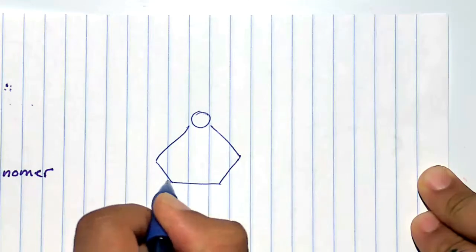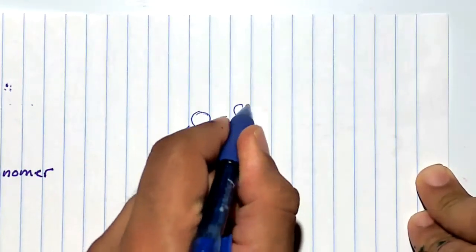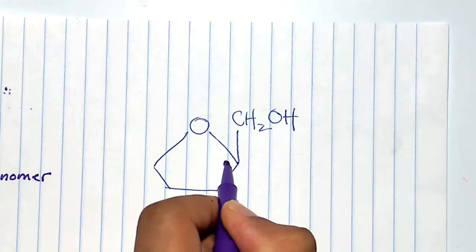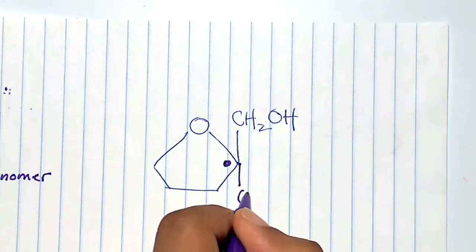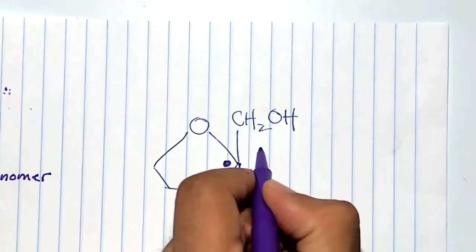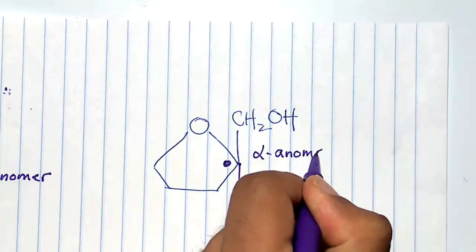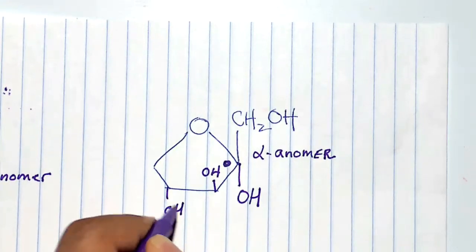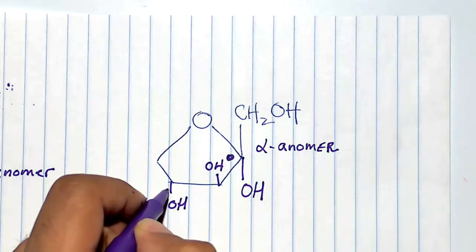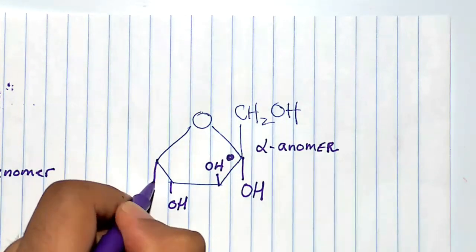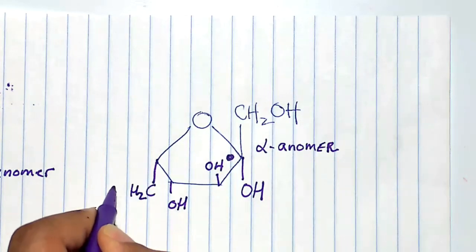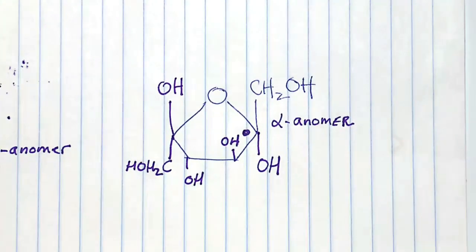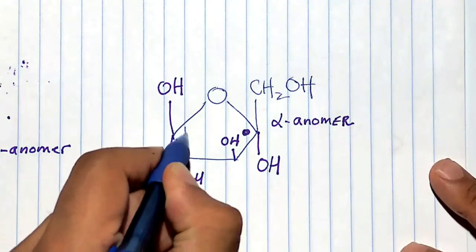Here is our 5-membered ring, and carbon number 1 stays the same. Carbon number 2 is our anomeric carbon. I'll put the OH below the plane of the ring, making it the alpha anomer. Everything else stays the same, except on carbon number 5, where I'll have the CH2OH below the plane, and I'll have the OH above the plane. Fill out the rest of these with hydrogens.